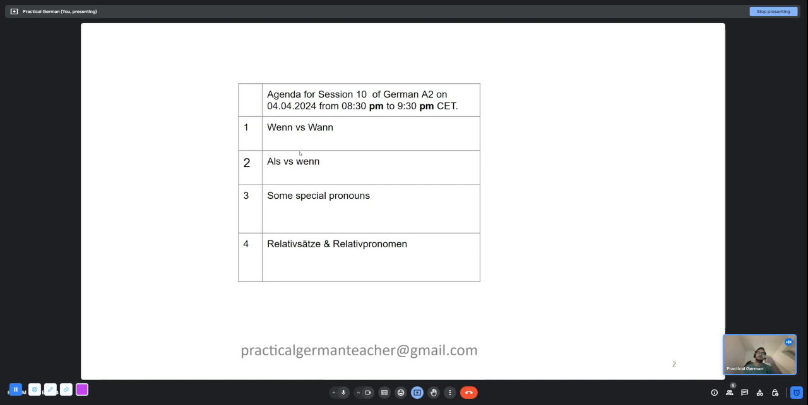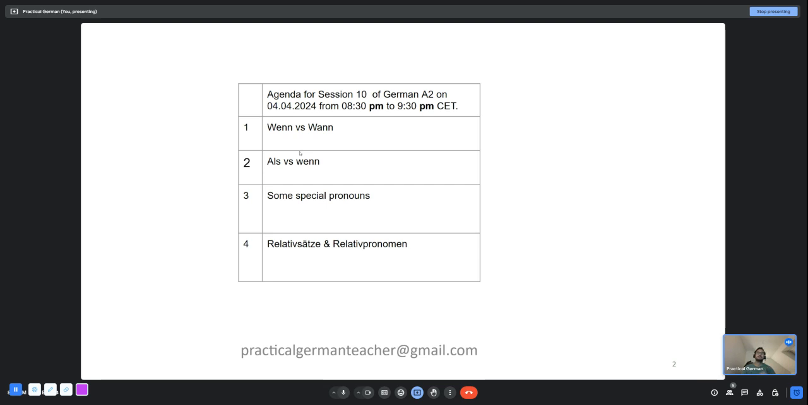For example, wann versus als. In English, they both mean when, but how to use them and when to use them is what you have to understand. Als and wann both mean literally the same, but when to use which is important. For example, als you use when you talk about the past. Wann can be both.